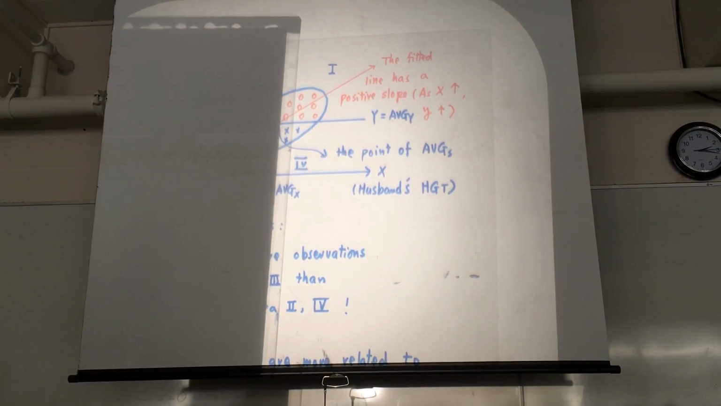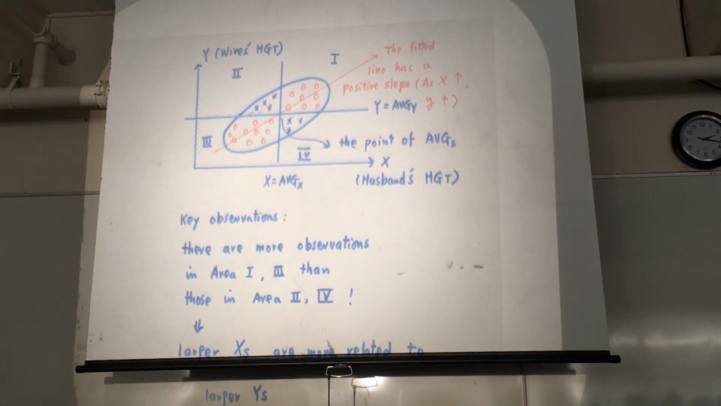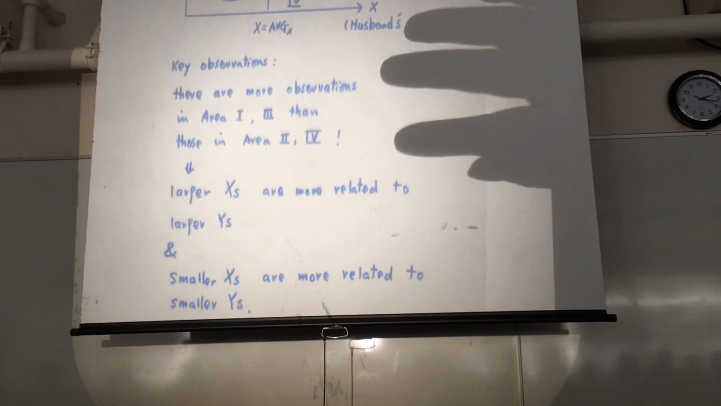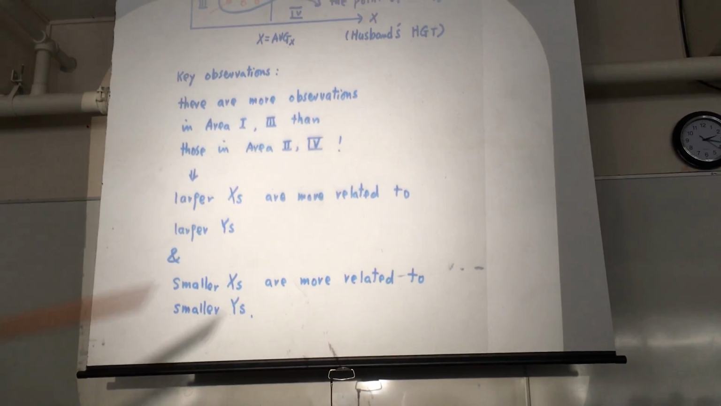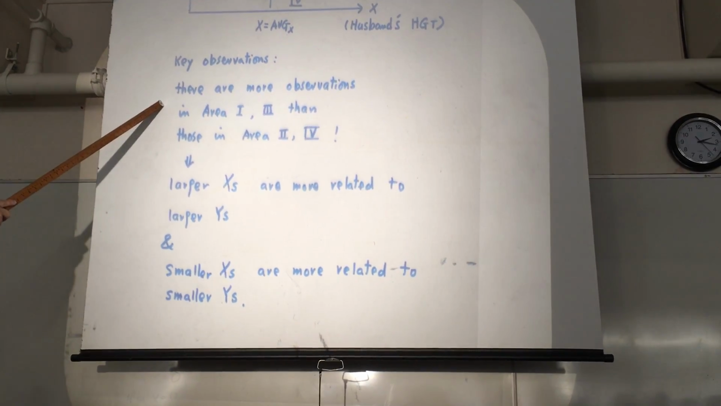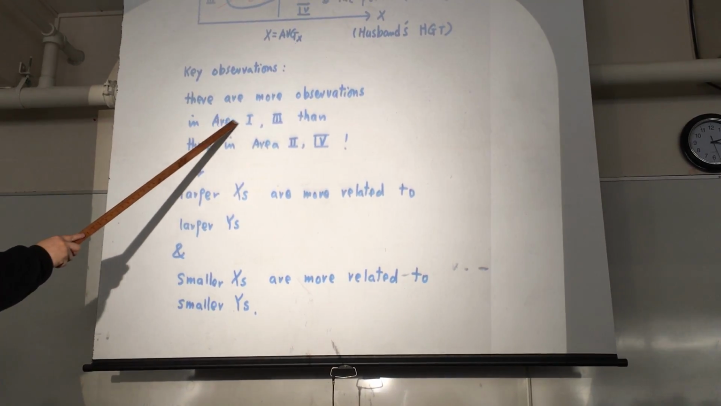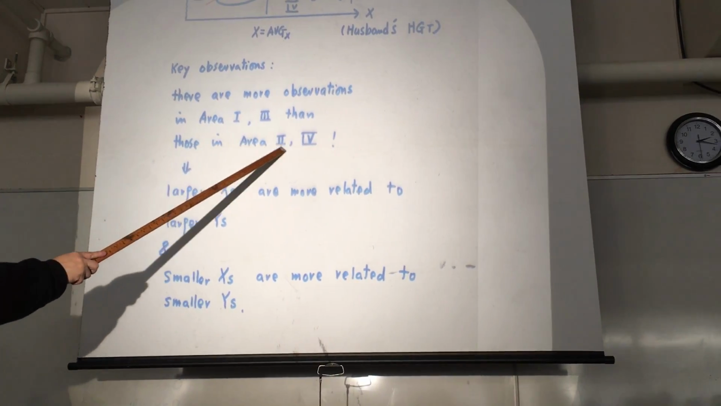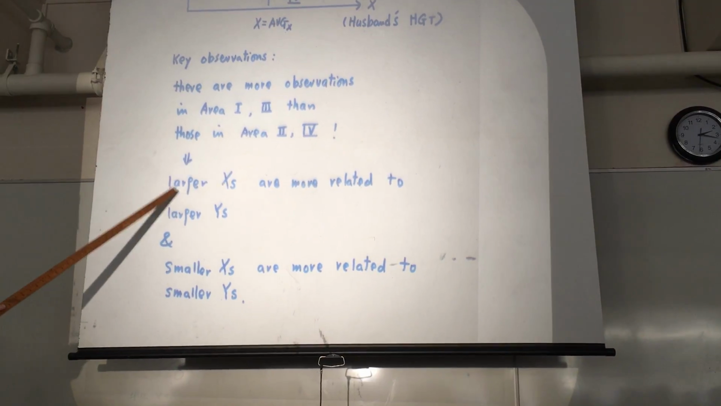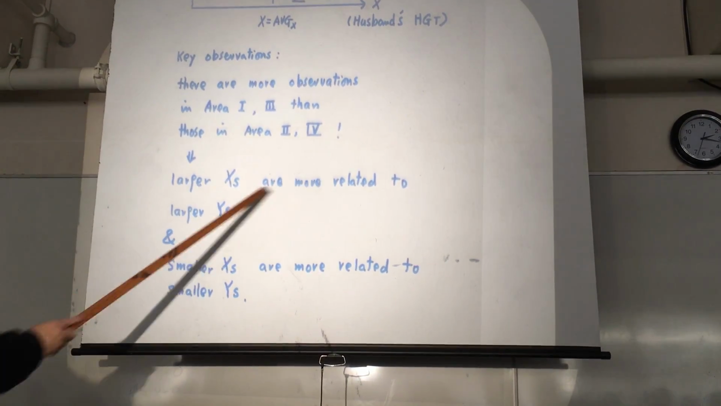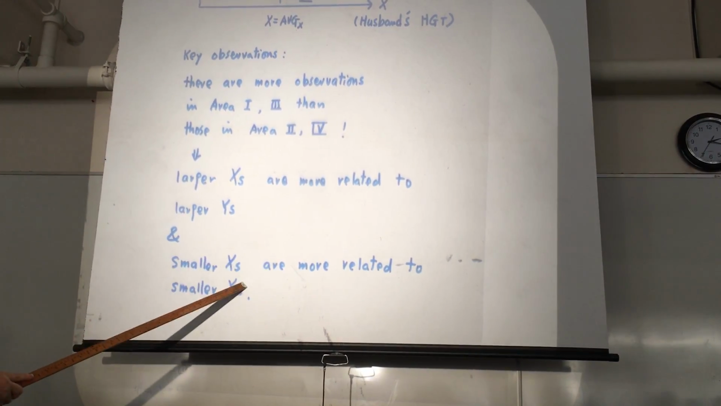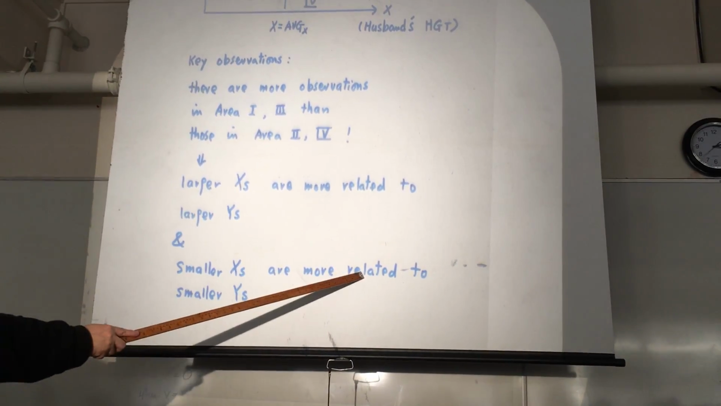Because you have more observation in 1 than those observation in 4. Is that okay? So this is a conclusion, okay? A key observation. If this is positive association, then there are more observation in area 1 and 3 than those in area 2 and 4. So that means larger x are more related to larger y's. And smaller x are more related to smaller y.